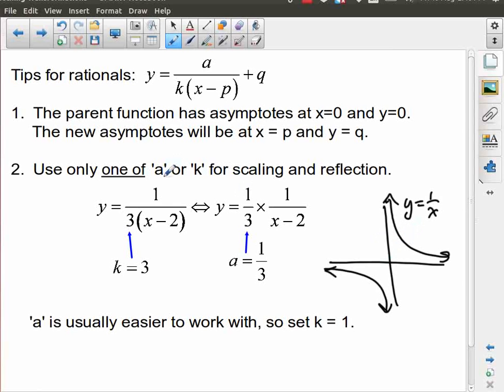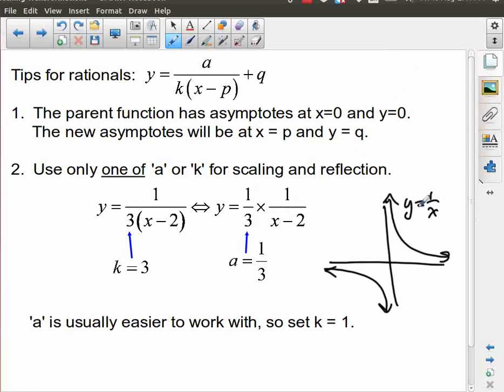So for that reason, and it turns out the scaling can also transfer between vertical and horizontal quite easily, we only use either a or k. Your choice. It's entirely up to you. And you can see I've illustrated that with a little example here, where I've chosen a k value of 3 because this is 3 multiplied by this bracket, and it's 1 over that whole thing. That means the 3 is part of where the x would be. Whereas in this case, I have 1 over my variable component. That's where the x would normally be. And you can see that in this case, the 1 over 3 is actually outside.